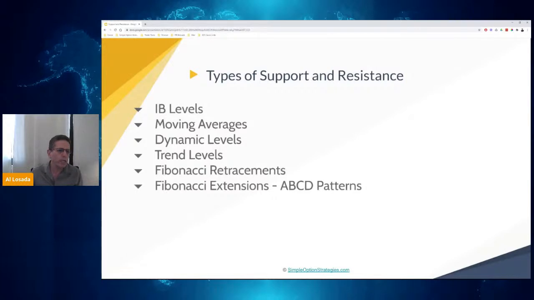I'm going to be covering IB levels, and I'll talk about what they are. Moving averages, I think you all have heard about those. Dynamic levels of support and resistance, trend levels, using trend lines, basically. Fibonacci retracements, which are really the most important, and Fibonacci extensions, which are used for the ABCD pattern.